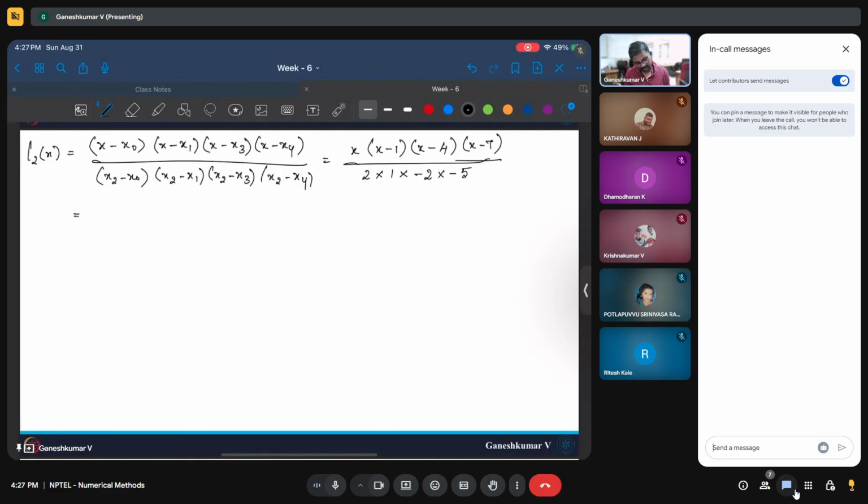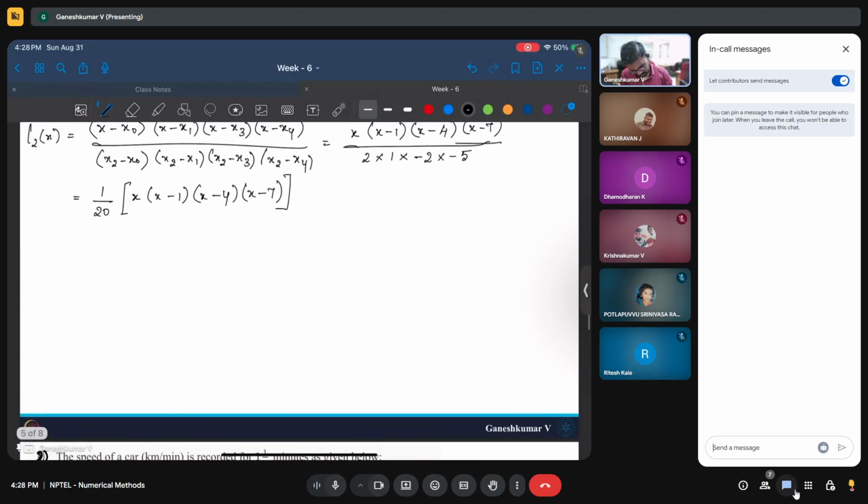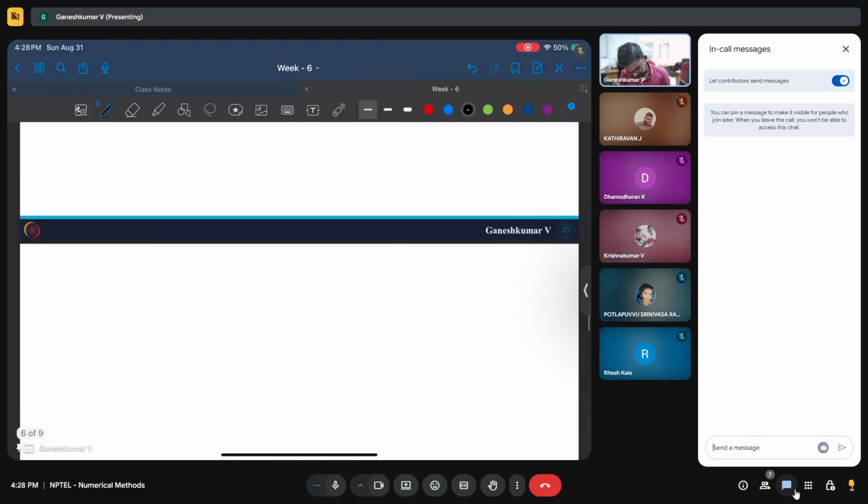So this can be written as 5 twos are 10, 10 twos are 20. So there is no positive, so this is 1 by 20. Okay, correct? Yeah, 1 by 20 into x, x minus 1, x minus 4, x minus 7. Now, what should we do? We should differentiate it.